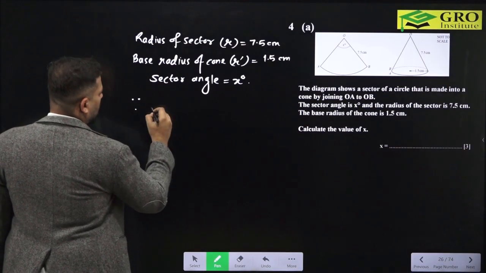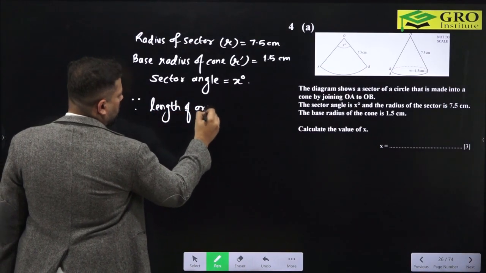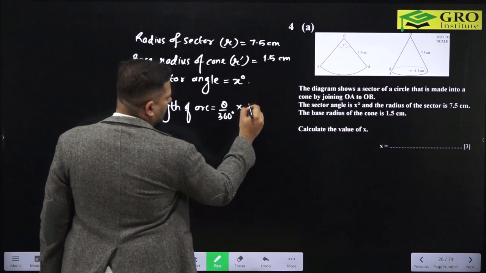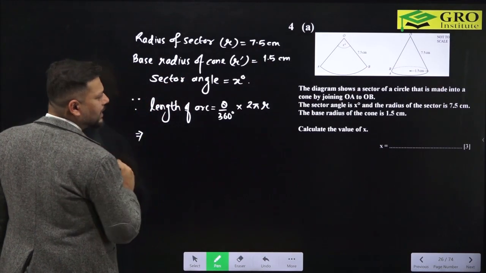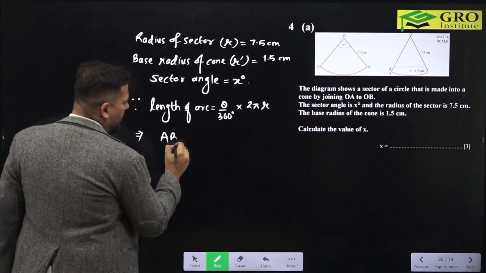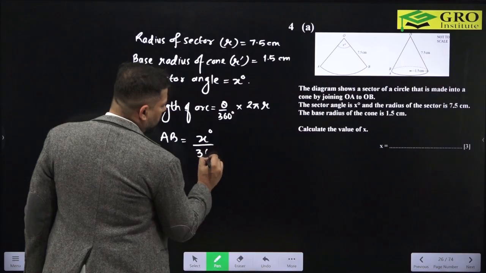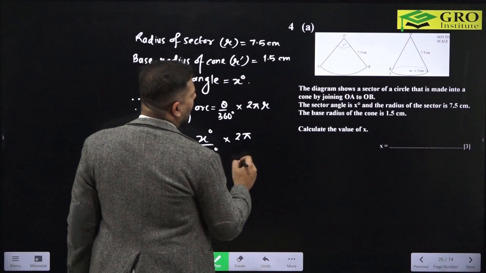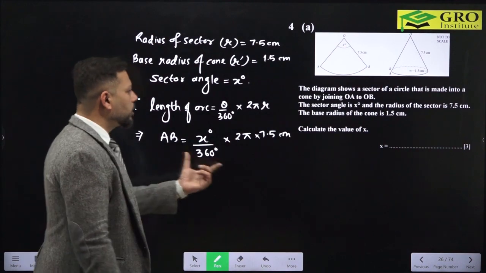Since length of arc is equal to theta upon 360 times 2 pi r. So this implies that what is the length of arc here? Length of arc will be the length of AB. So AB is equal to, what is theta? Theta is x degree upon 360 degrees times 2 pi, and r is 7.5 centimeter. Isn't it, guys? This is what it looks like.